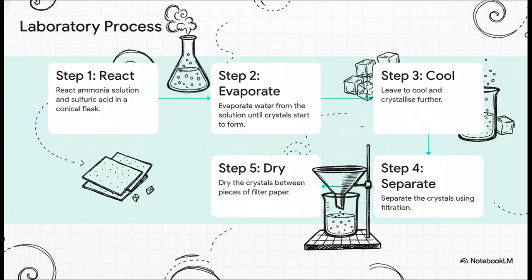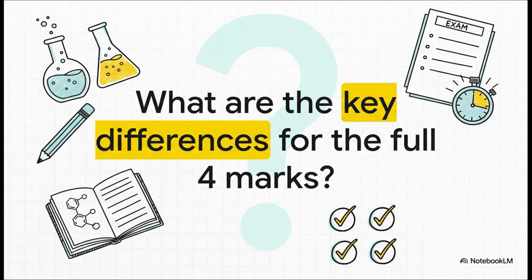Okay, now compare that to the lab method. It's a whole different story, isn't it? It's much more involved, 5 separate steps. We're using a little conical flask, waiting around for it to cool, doing some filtration, and drying with filter paper. It just sounds so much more hands-on, much slower, like you're making one small batch at a time. So you can clearly see they're different, right? But what are the magic words the examiner is actually looking for to give you those 4 marks? What are the key evaluation points that are going to unlock that full score?